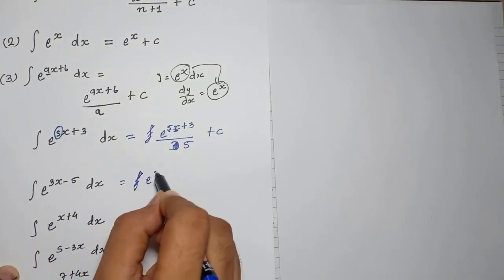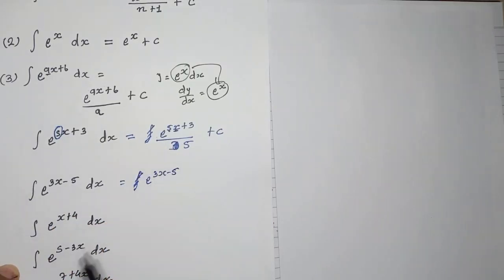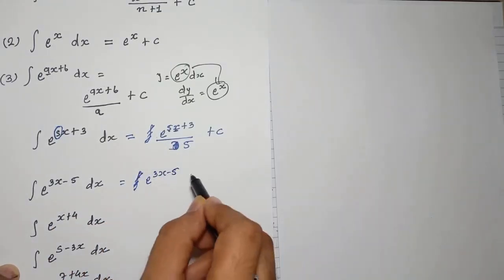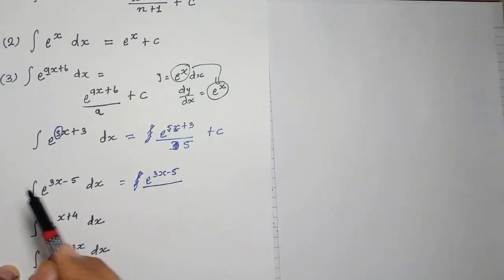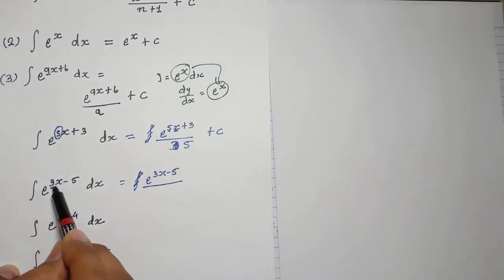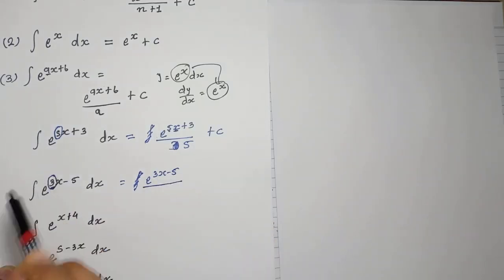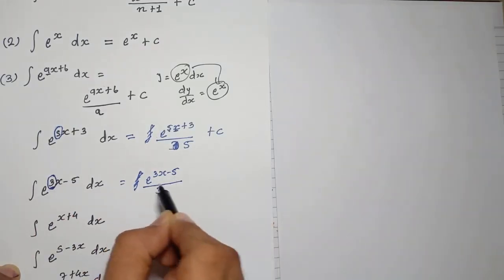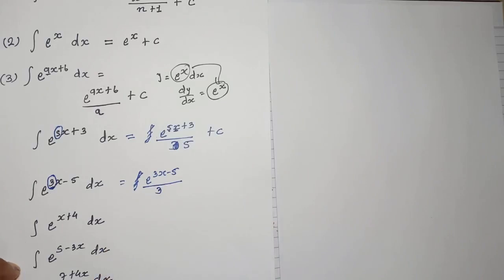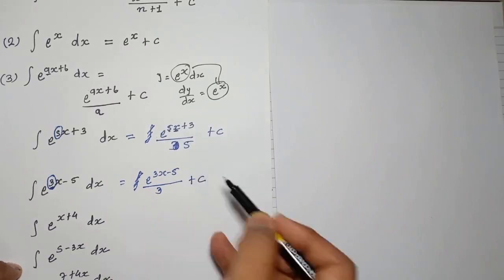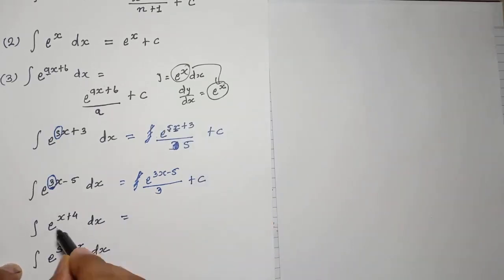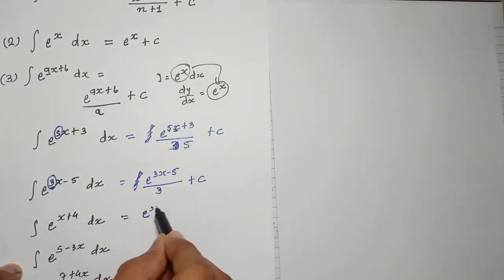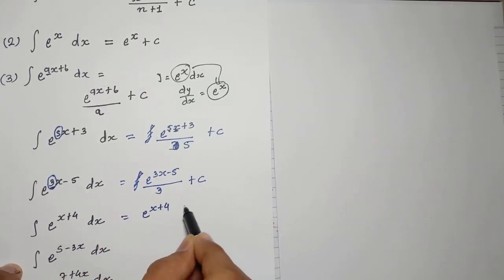For 3x minus 5, the integration sign goes away and the exponent stays as it is. Here just look at what is multiplied with x. Here 3 is multiplied by x, so we have to divide by 3. The coefficient of x, the number which is multiplied, we take in division, plus c as it is. Same here, e raised to x plus 4: first we keep what is given as it is.